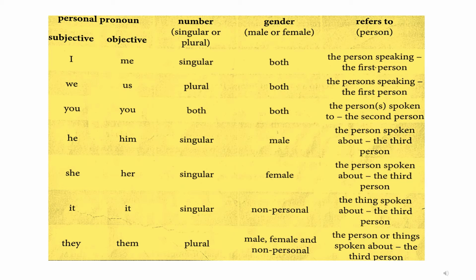The objective form of it is it. This is used for singular number and for non-personal. It refers to the thing spoken about. The objective form of they is them. This is used for plural number and for male, female and non-personal. It refers to the person or things spoken about.